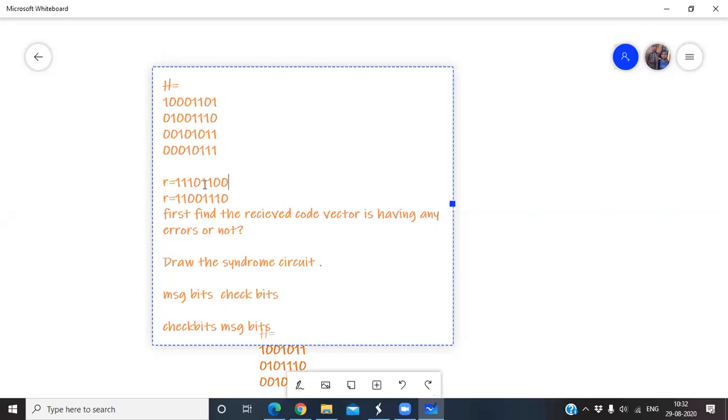Now here I have given the received code vector R equal to 11101100. That means the error is in the 5th bit. But your answer is error in the 6th bit. So what I want to say is, when you go for the format H equal to identity matrix and sub matrix, you have to take the received code vector as first check bits, next message bits.